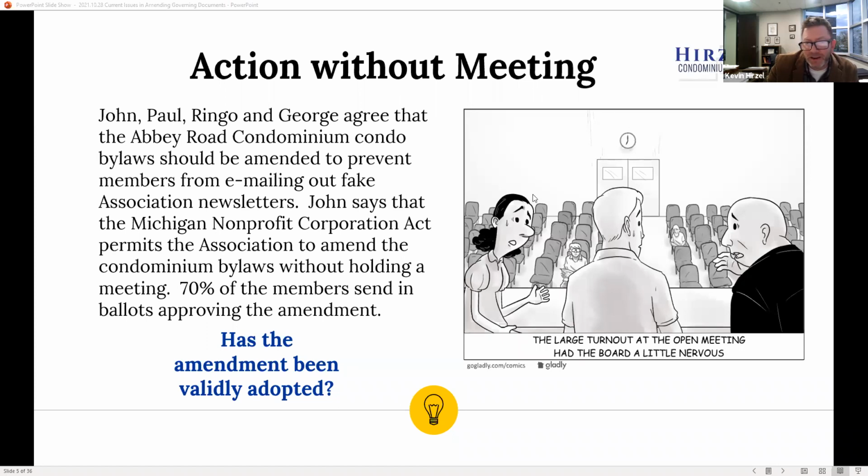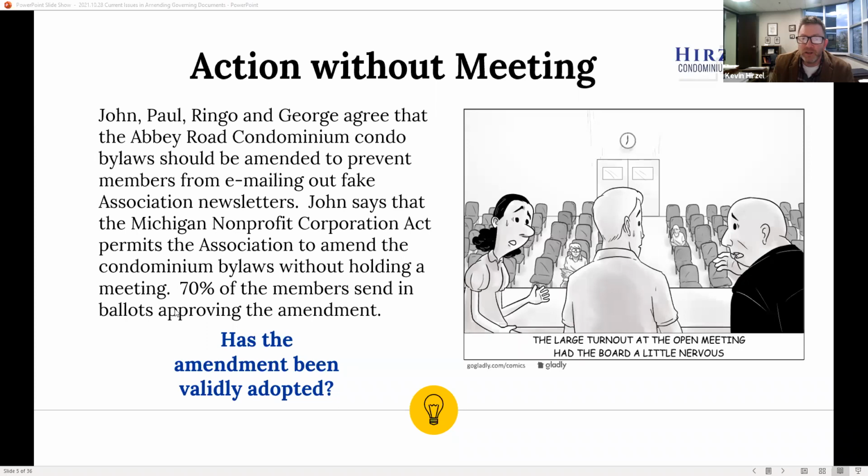All right, so we have Mike has indicated no, he does not think it's been validly adopted. Beth says yes, because that 70% is a big number. You know, it's a lot of people that are saying yes, it's more than 2/3. In this particular instance, though, Mike is right.